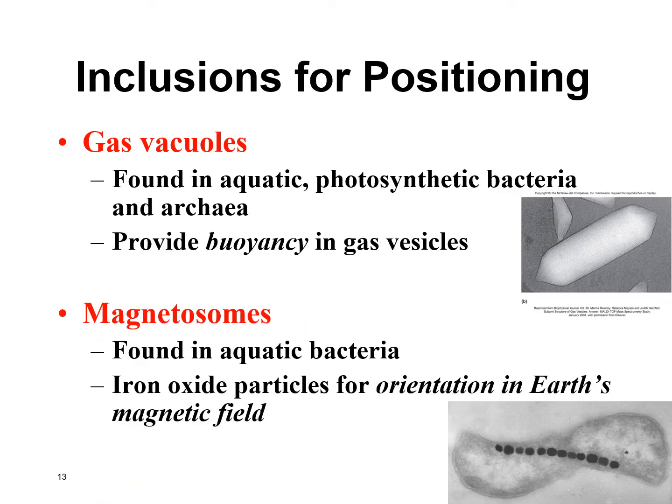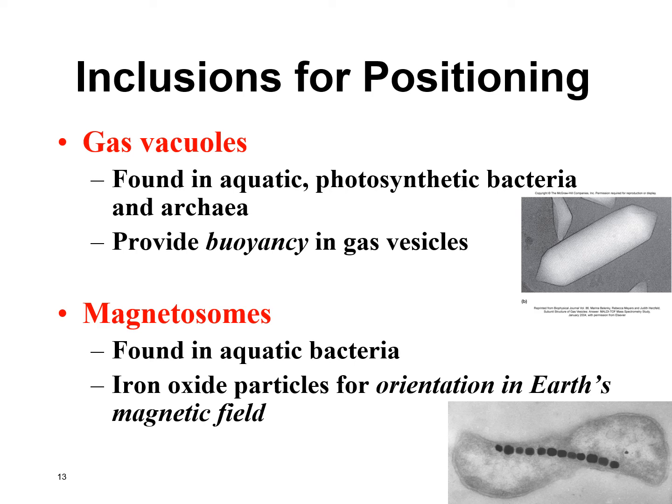We also have some inclusions that are used to position bacteria that are living in the water. So we have gas vacuoles. These are found in aquatic bacteria and archaea, and these have a protein shell, and inside they have gas stored. So they can put more gas in there if they need to float higher in the water, or take some of the gas out if they want to sink lower to where more food is.